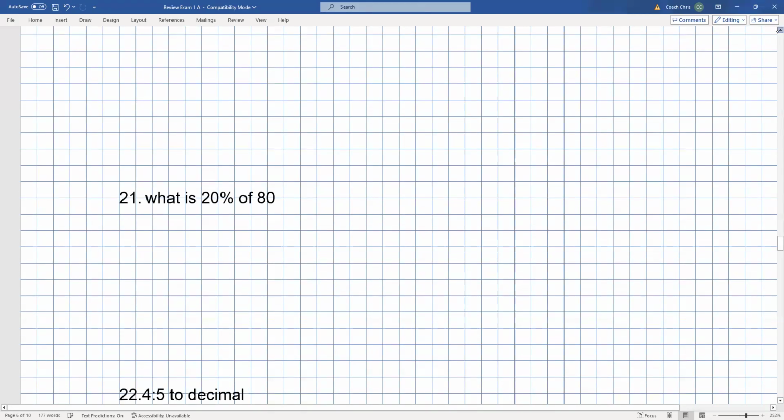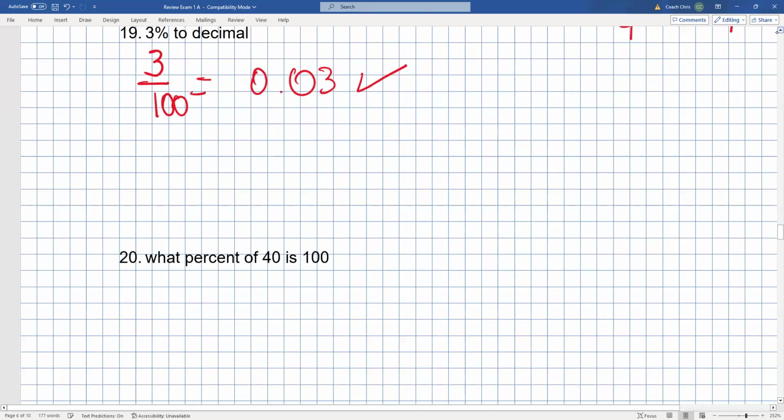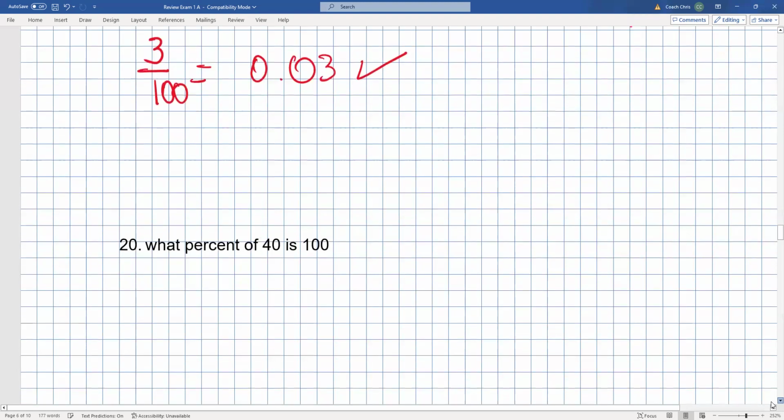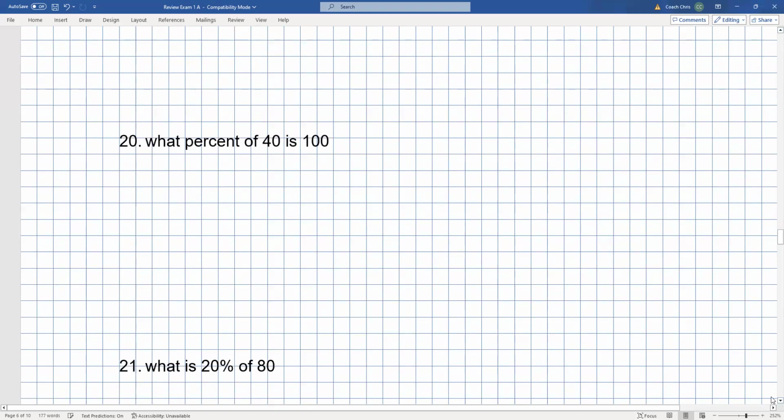So let's check if we skipped one. Yes, we did. So you are here on this question. The question is, what percent of 40 is 100? Well, on this question, I do not have a percentage sign on any of those numbers. So I am looking for what percent of 40 is going to give me 100. So call the first number X, call the second number Y.